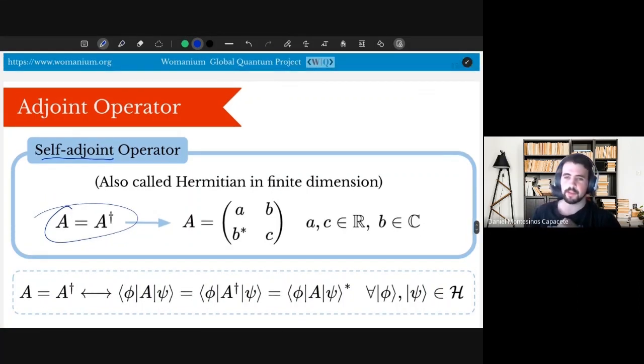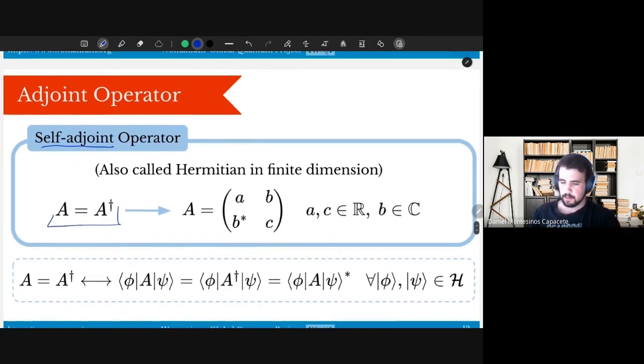So let's say Hermitian operator or self-adjoint operator is going to be the same for us. Right? So self-adjoint is basically that if you have an operator, the adjoint operator is the same as your original operator. That's the self-adjoint operator. So just to take an example, a general way of writing every self-adjoint operator in your bidimensional space in matrix representation could be this one, right? Where A and C are real numbers and B belongs to the complex numbers.